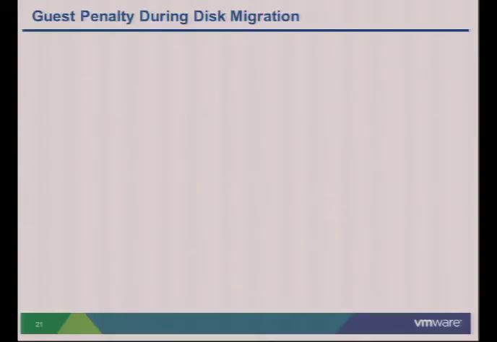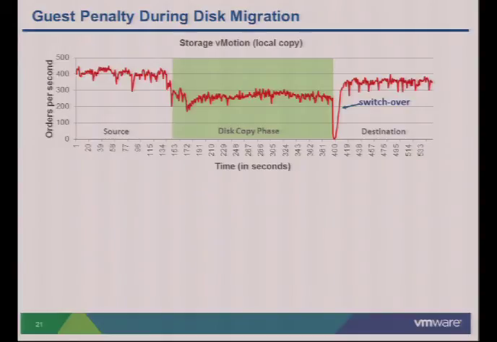So now let's take a look at the guest penalty during the disk migration. For storage vMotion, before we start migration, as we can see, the guest has about 400 orders per second. After we start storage vMotion, as Gabe described before, we need to do a linear clone path, which is going to read all the disk blocks from the source array and write to destination array. So during that disk migration phase, we're going to have significant read IOs from source array, which is going to have impact on the guest workload.